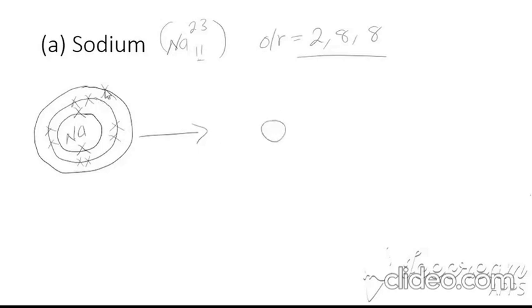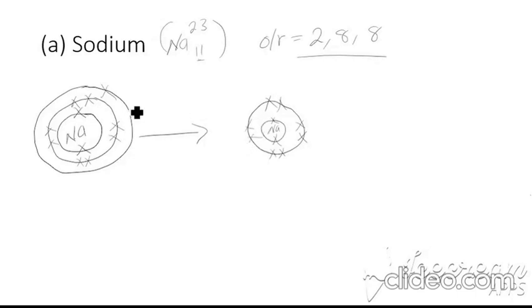So when sodium loses this electron, this shell would disappear, and sodium will remain with how many shells? 2. So we write Na here, like that, and then you write another second one, like that too, and then like that.